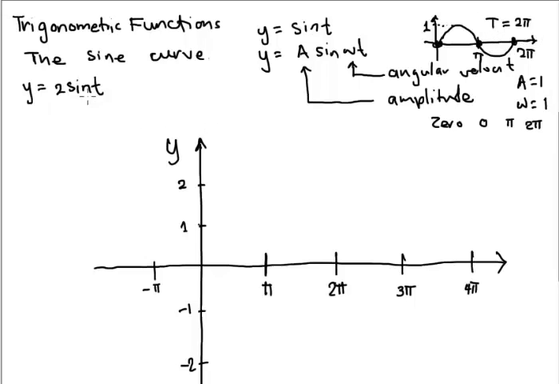Now the question is, when we get something like this, what has changed here? The amplitude, isn't it? So now we're saying our amplitude is equal to 2. Then we want to see how the curve is going to change. Is it going to change its zeros? The zeros are going to be still at 0, pi, and 2 pi, isn't it?